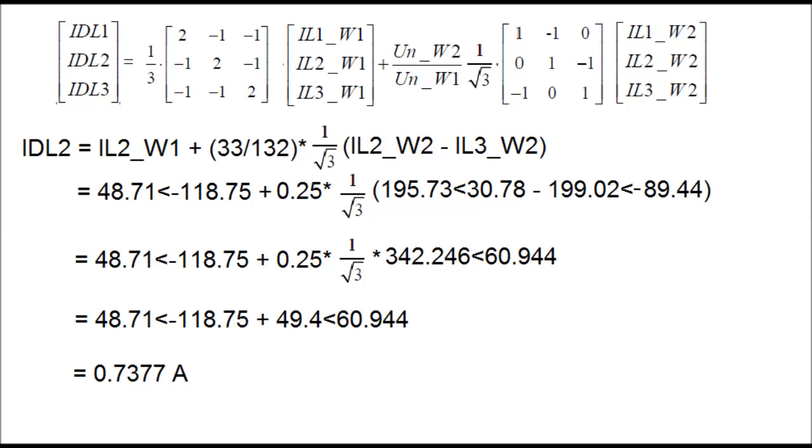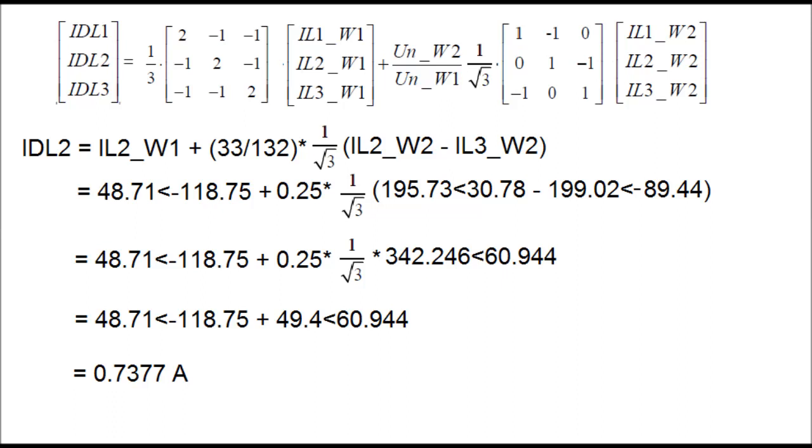Similarly, the IDL2, that is the yellow phase differential current with respect to the HV side winding, is calculated by the equation IL2 W1 plus 33 by 132 into 1 by root 3 into IL2 W2 minus IL3 W2. Now the value of IL2 W1 is 48.71 at an angle of minus 118.75 degree, plus 0.25 into 1 by root 3 into IL2 W2, which is 195.73 at an angle of 30.78, and IL3 W2, the value is 199.02 at an angle of minus 89.44.